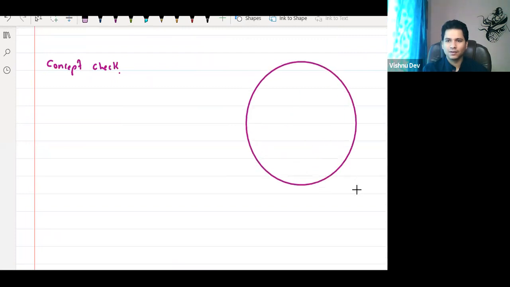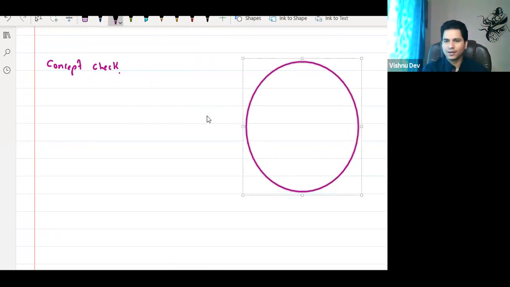Okay. Suppose this is a circle, right? This is a circle. This is point A, and this is point B. They are the diametrically opposite points. Right? Diametrically opposite points.